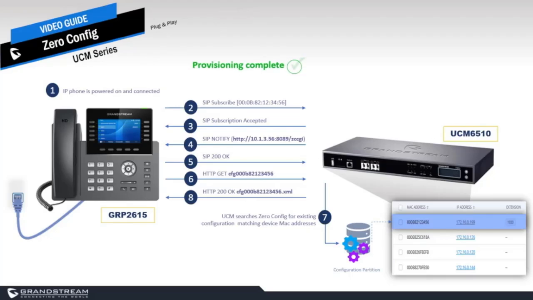An important thing to keep in mind is that the plug-and-play functionality of Zero Config works only with Grandstream devices that are located in the same network as the UCM. Also, Zero Config must be enabled on the UCM and should have a configuration preset for the devices you intend to provision. So now that we explained the technical steps involved in the Zero Config provisioning, let's go ahead and learn how to configure Zero Config using the web interface of the UCM.